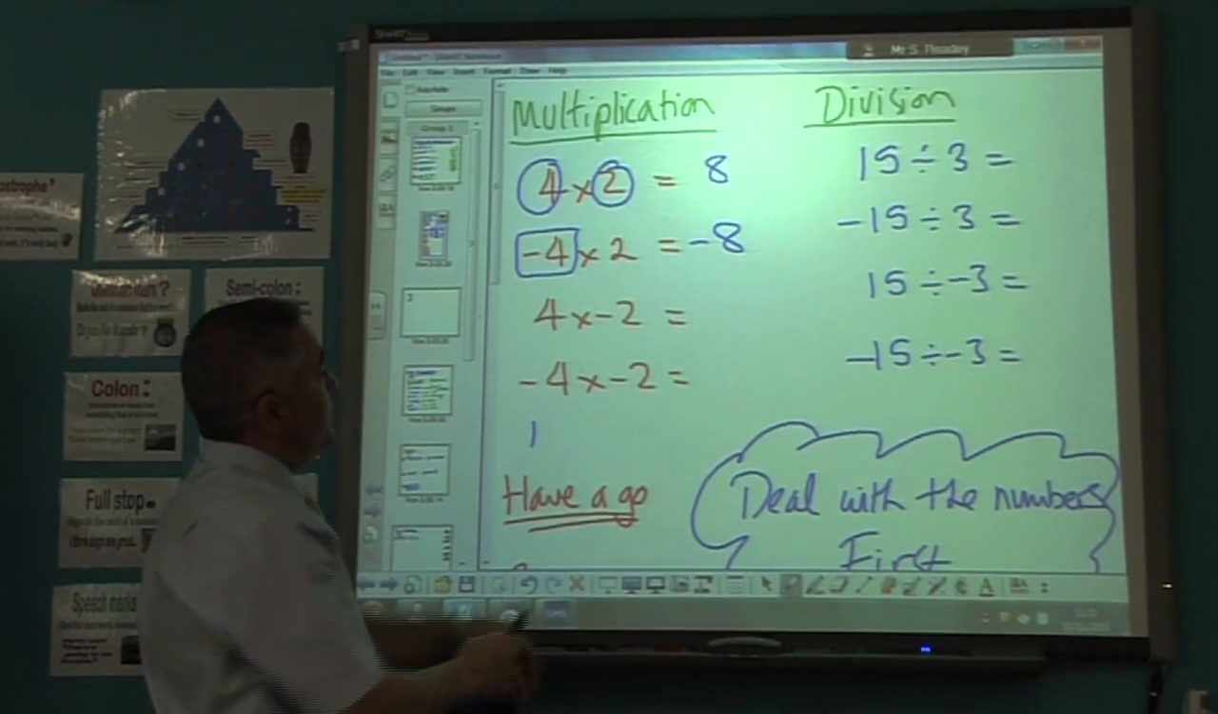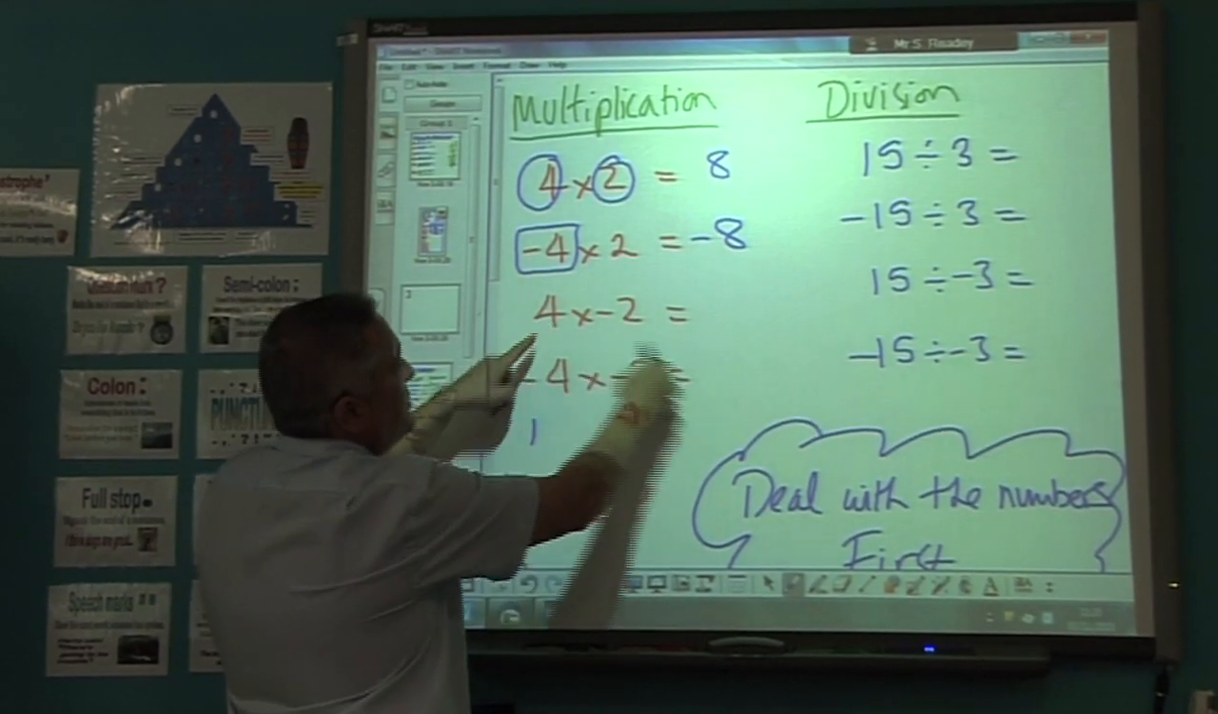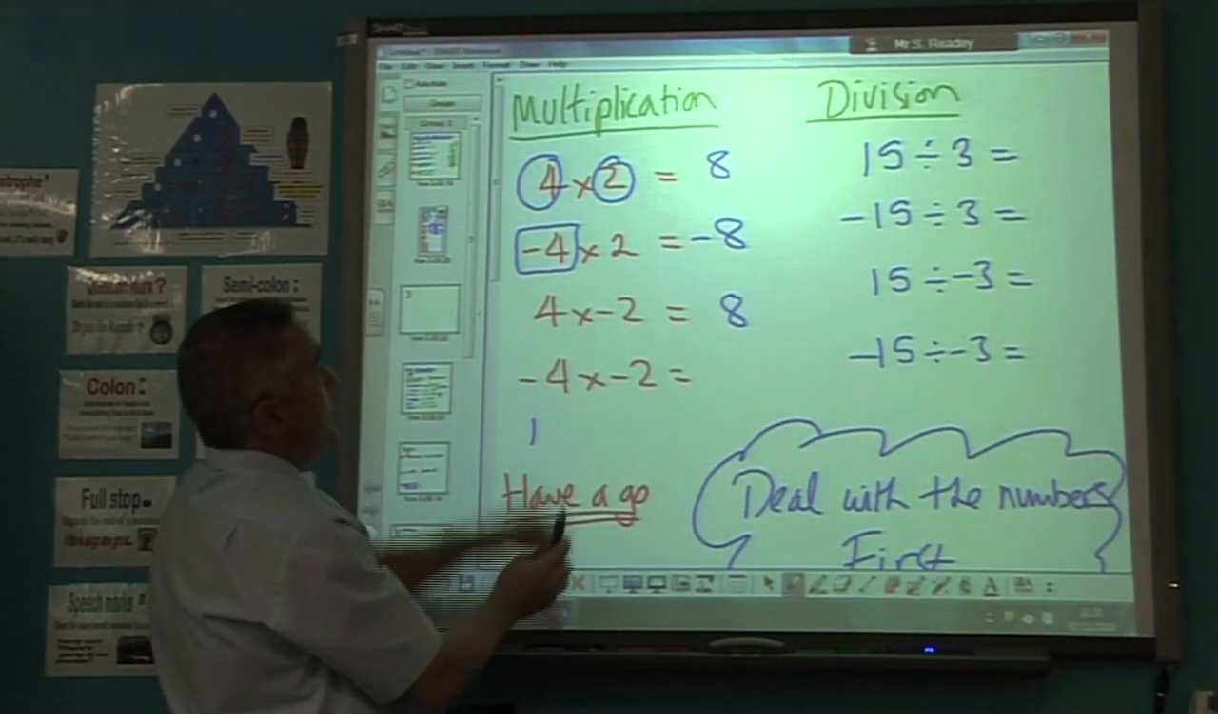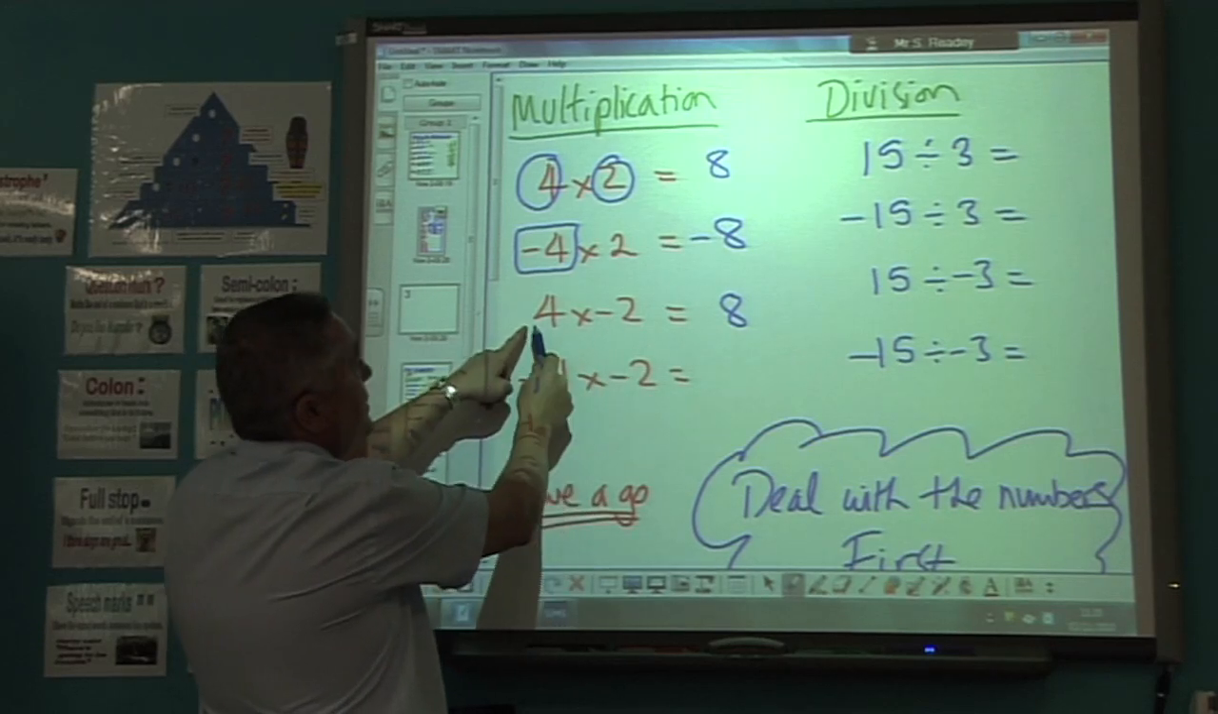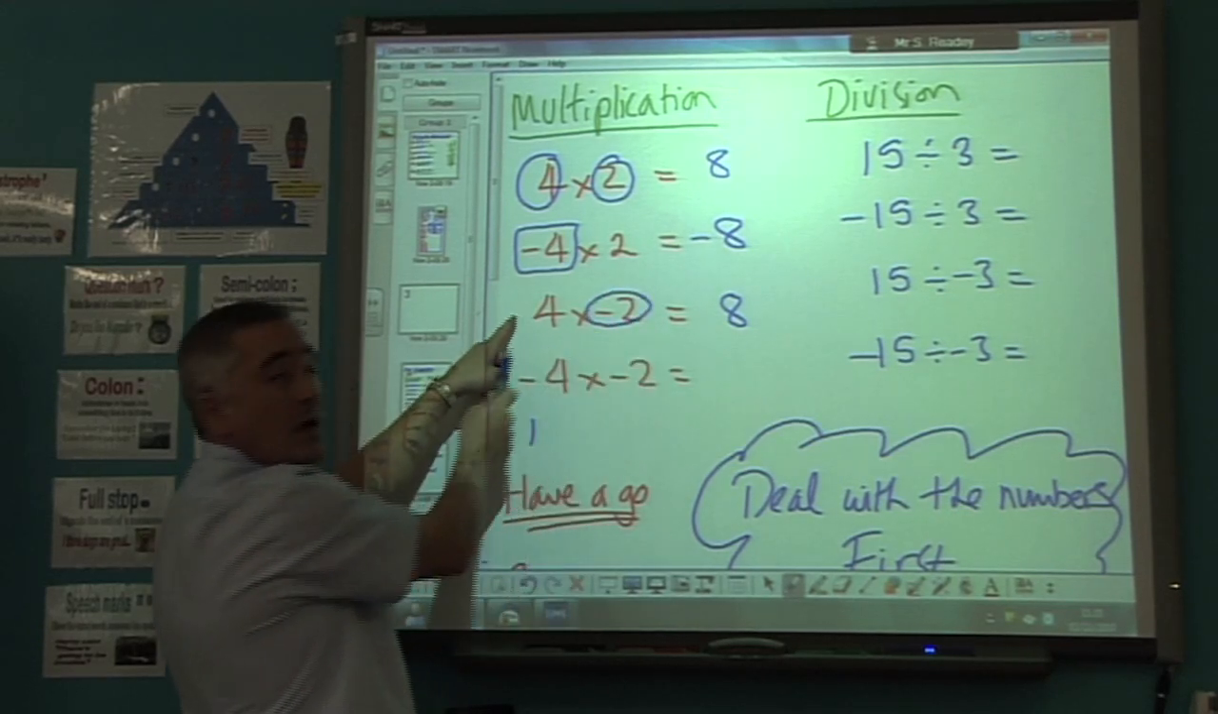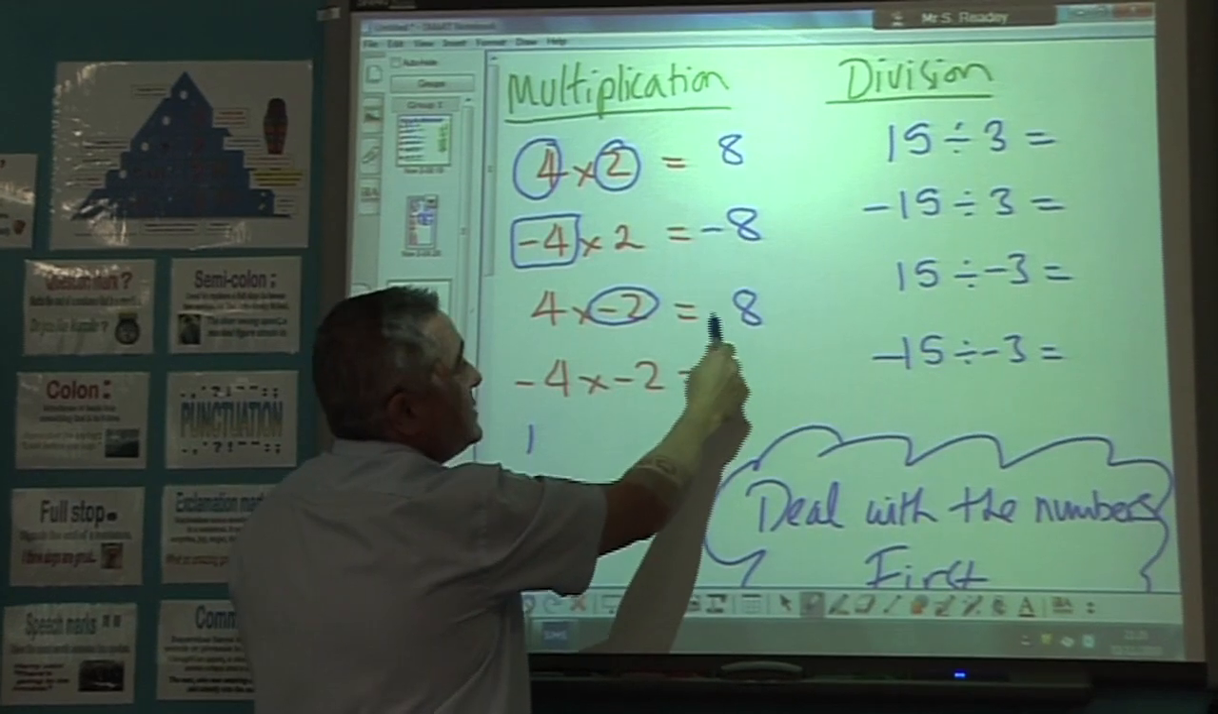Look at the next one. Go straight to the numbers. 4 times 2, 8. Look at the signs. Are they the same or different? They're different. I've got a negative 2 on that side and a positive on this side. So the answer's going to be negative.